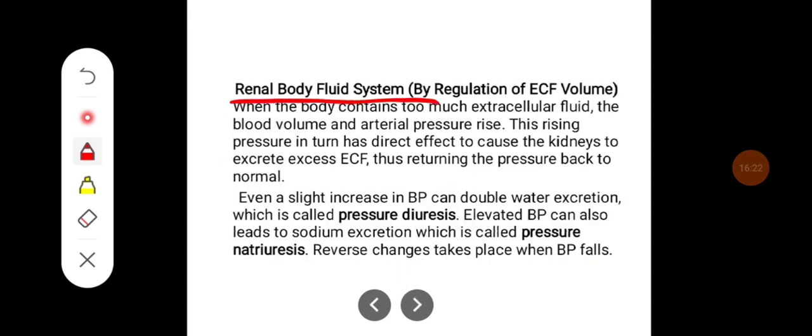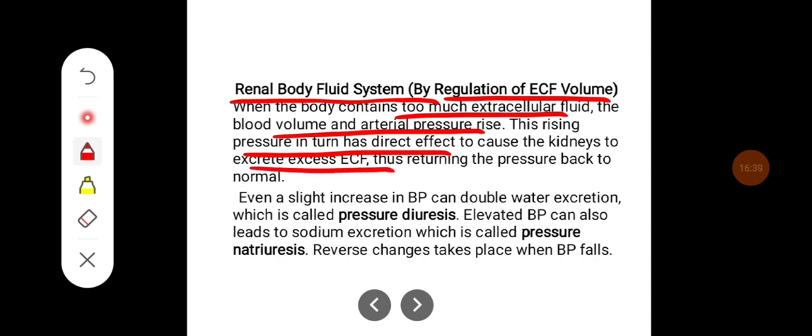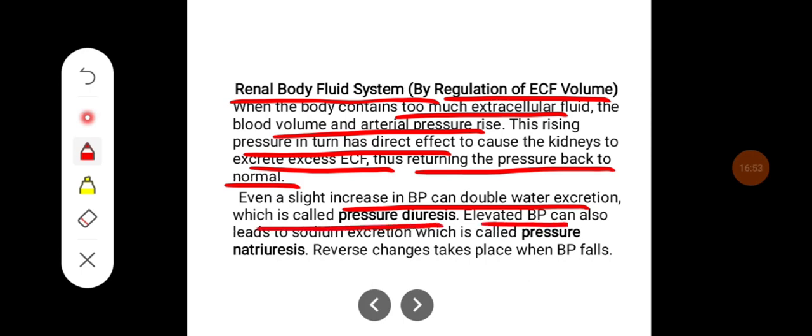Renal body fluid system, that is by regulating the ECF volume. When the body contains too much extracellular fluid, the blood volume and arterial pressure rise. This rising pressure in turn has direct effect to cause the kidney to excrete excess extracellular fluid, thus returning the pressure back to normal. Even slight increase in blood pressure can double water excretion, which is called pressure diuresis. Elevated blood pressure can also lead to sodium excretion, which is called pressure natriuresis. The reverse changes take place when blood pressure falls.